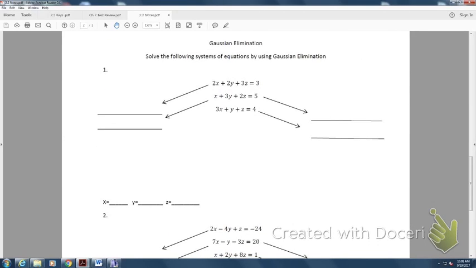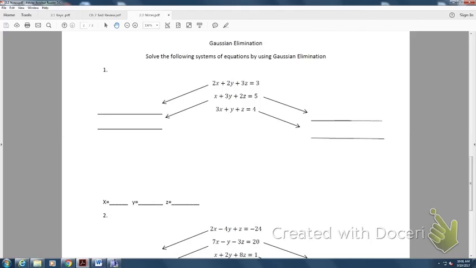So, what is called Gaussian elimination. Okay, it is elimination kind of to the next degree. So now we've got, technically they're considered linear functions because there's no x squared, but there's three variables. Okay, three equations, three variables.